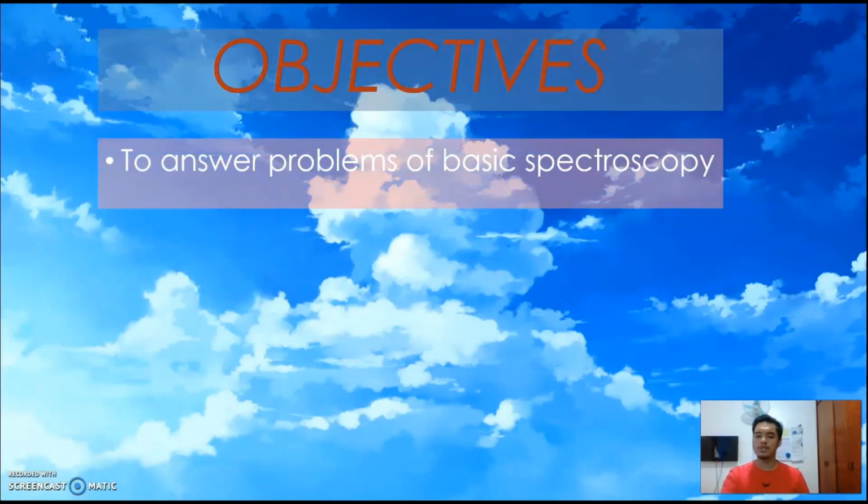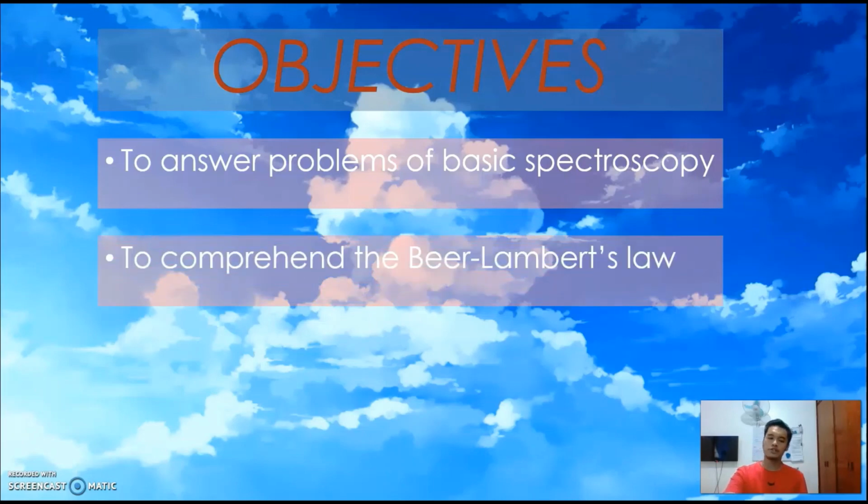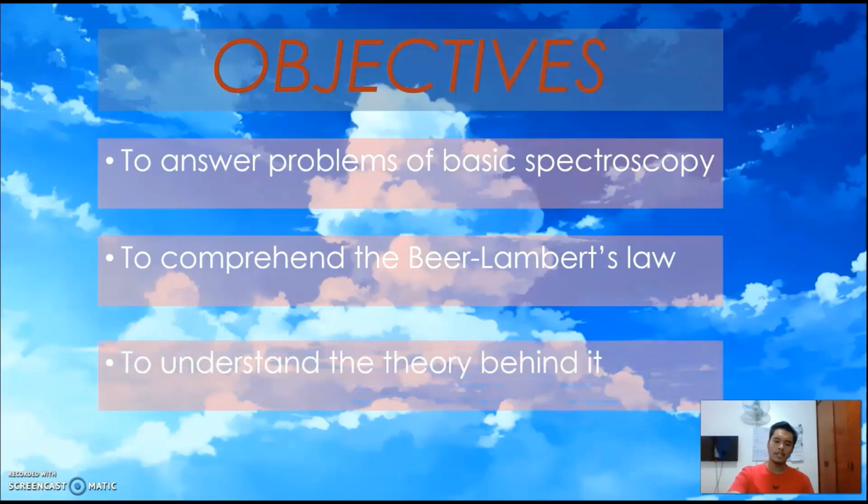So let's go back to our objectives. Our first objective is to answer problems of basic spectroscopy, and we've done that with flying colors. The second objective is to comprehend Beer-Lambert's law, and we tried to find the formula for Beer-Lambert's law, we tried to know its proponents, and we tried to know how the process of getting that formula came to be. So we did that with flying colors as well. Lastly, we understood the theory behind Beer-Lambert's law on cell pathway, light intensity, origin and aftermath, molar absorptivity, and concentration.